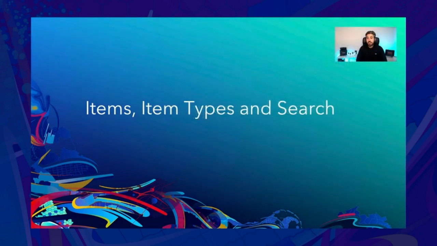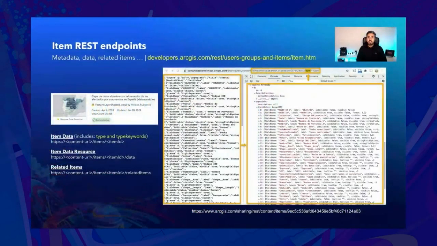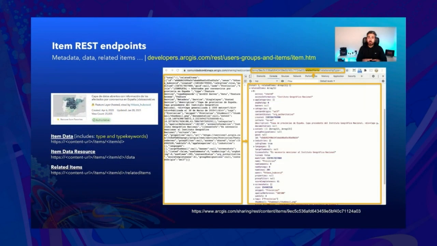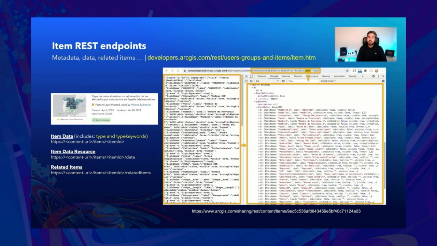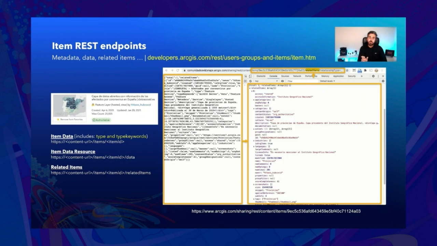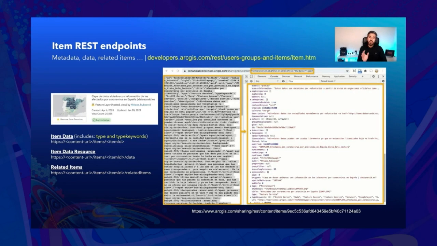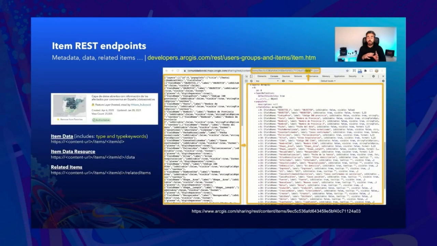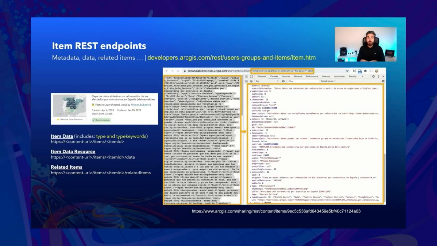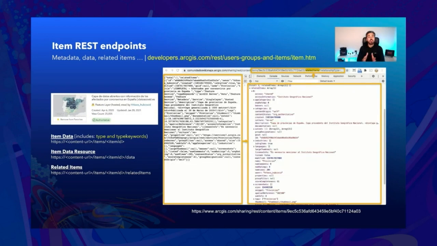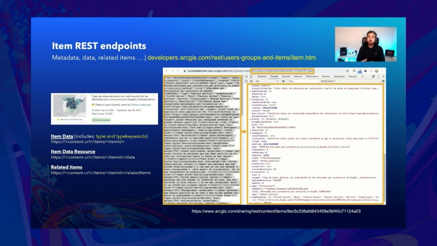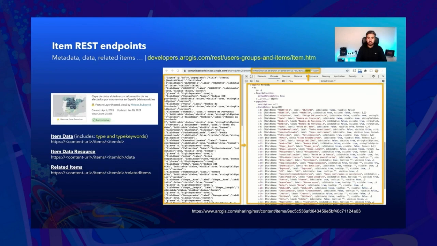Thanks, Martin. Now that we know about security and how to manage it on the REST API, let's talk about items and item types. As probably you know, the REST API provides us with several endpoints to manage the items, but there is one which allows us to get the properties, type and type keywords. They are used to differentiate between the many types that we can host on the platform, and the type keywords are used like an internal tagging system. So we will get more information about each item type.